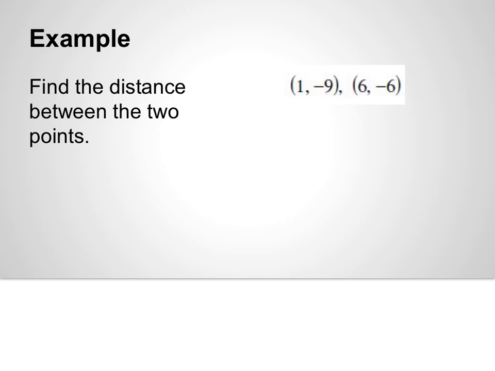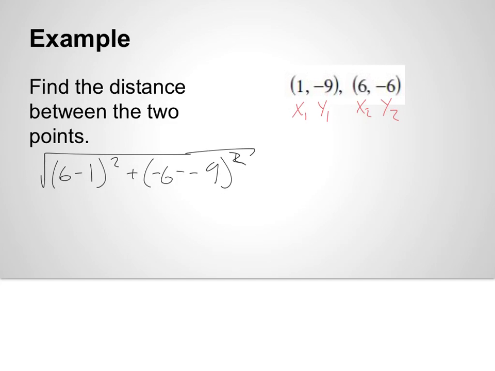So another example, no graph in this case. I would approach it by starting by labeling my x1, y1 and x2, y2. Again, just saying that that's the first x and y coordinate and the second x and y coordinate. Now I'm just going to plug it back into that formula. x2 is 6 minus x1, which is 1, squared. And our y values, negative 6 minus a negative 9, squared. And all under the square root symbol.